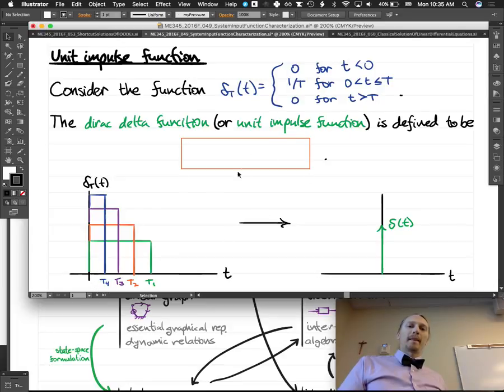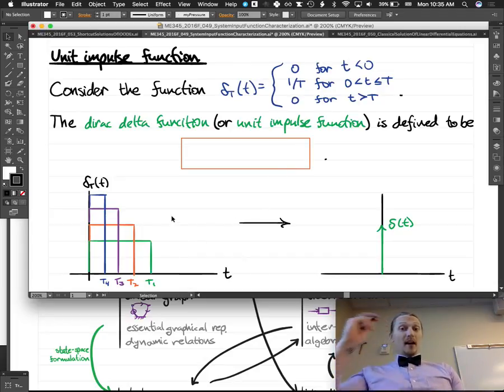So I drew 4 different cases here, but let's take the green one. So T1. It would have height 1 over T1, and it would have width T1. And so what is the area of that rectangle? T1 times 1 over T1. So it's just 1, right? Because they cancel. We constructed the area to always be 1. And then 0 again afterwards.